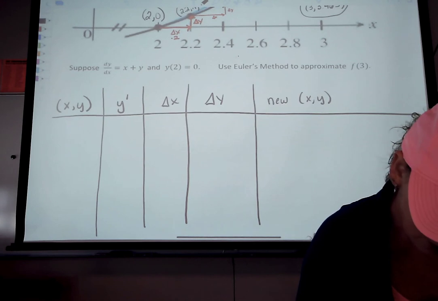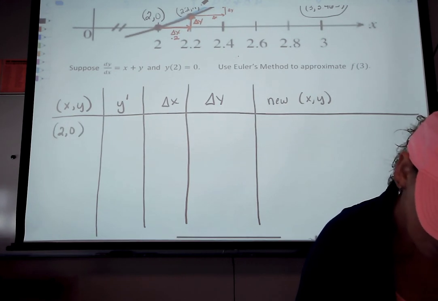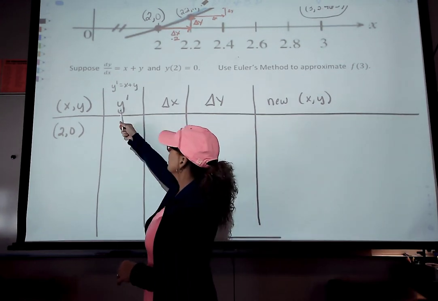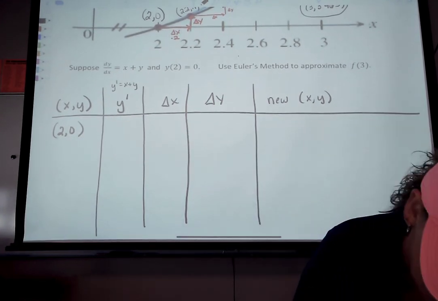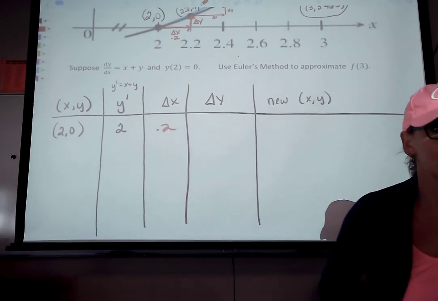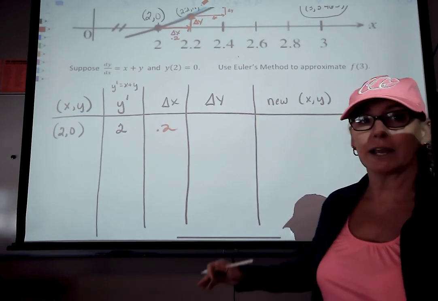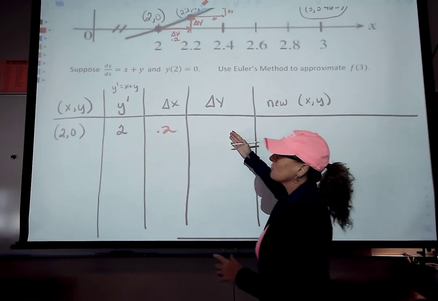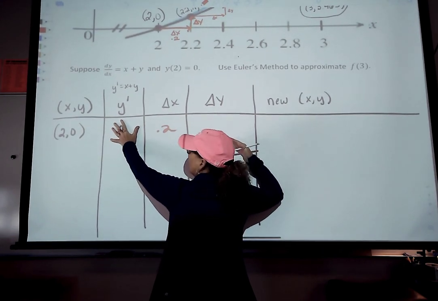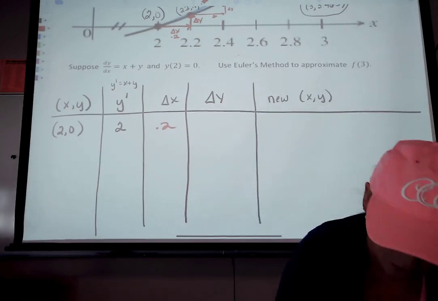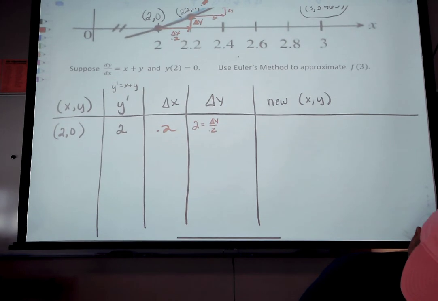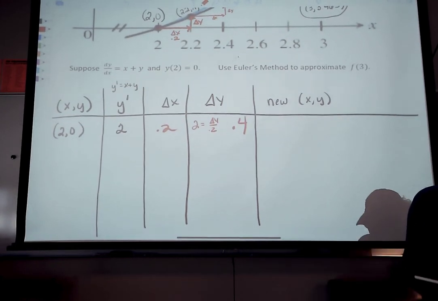We started with the point (2, 0). Just a reminder, y prime is equal to x plus y. So in this case, y prime was 2. Change in x every single time is 0.2. That's our increment. Change in y. Here's where you need to do some math. Remember your derivative, dy dx. This represents change in y over change in x. So I'm going to go 2 is equal to delta y over 0.2. So my answer for this column is 0.4.